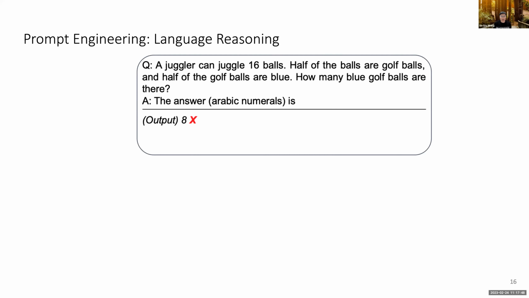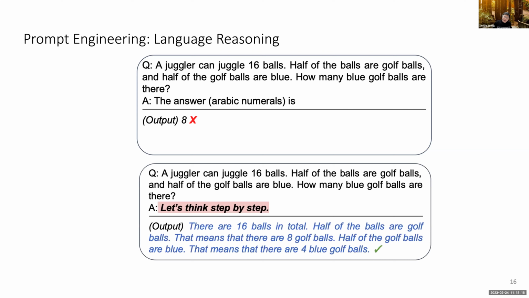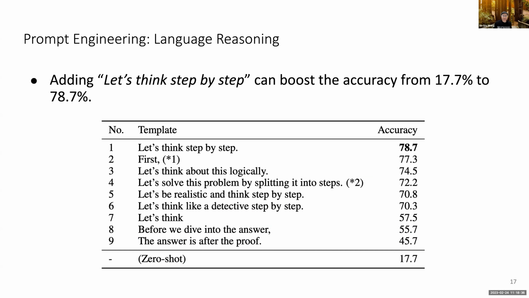And this also applies to natural language reasoning. For example, given this question: a juggler can juggle 16 balls. Half of the balls are golf balls, and half of the golf balls are blue. How many blue golf balls are there? If we directly ask the model to answer this question, it just makes a wrong prediction. However, if you modify the prompt a little bit and say something like, let's think step by step, surprisingly, the model could reason through those questions step by step and finally provide the accurate prediction. So simply adding let's think step by step can boost the accuracy from about 18% to 80% accuracy.